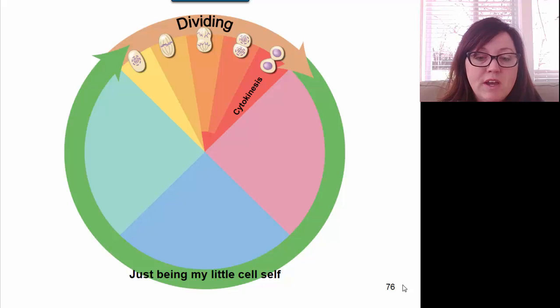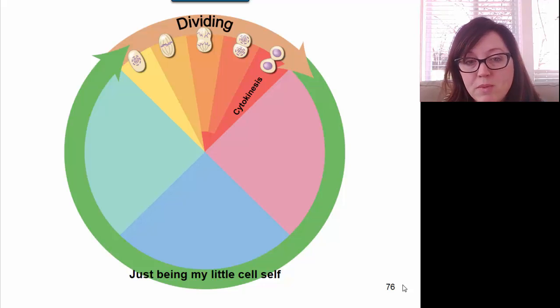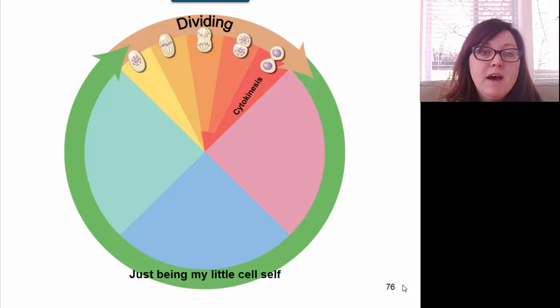So this image just kind of gives you an idea of what the cell's life cycle is like, right? The green arrow is indicating the cell being its little cell self, doing its job, whatever it might be. And then up top in the sort of peachy area, it says dividing. So if the cell does divide, this would be the division state for the cell.